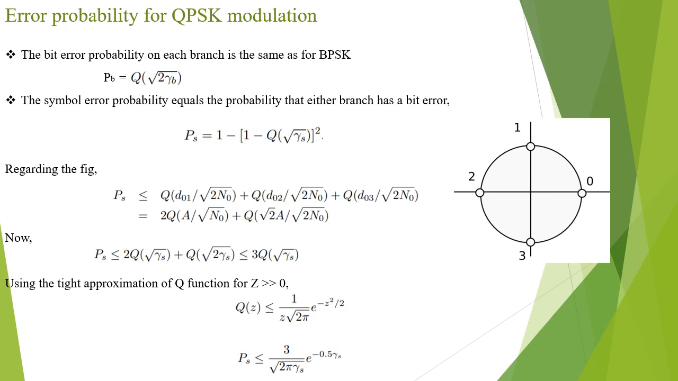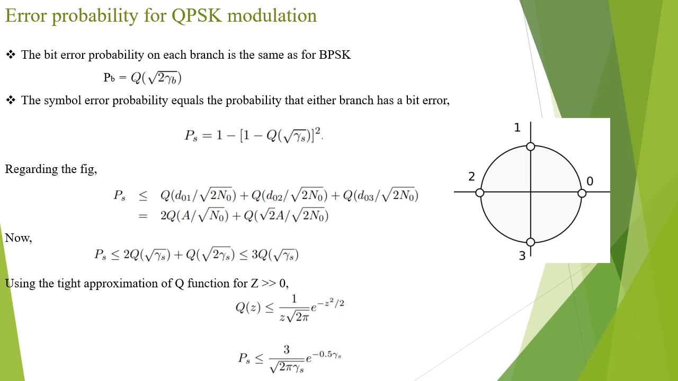This is the constellation diagram of QPSK. It is a representation of a signal modulated by a digital modulation scheme. It is useful in showing the phase of PSK modulation. The bit error rate of each branch is the same as BPSK.